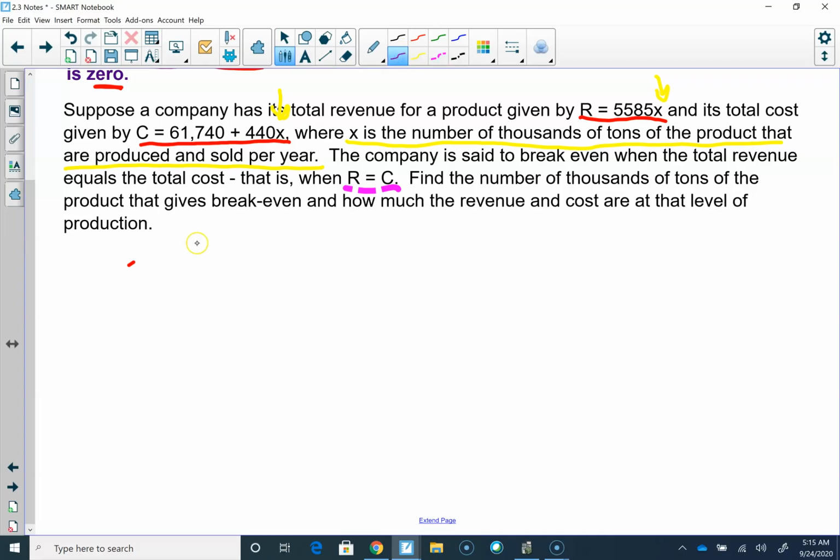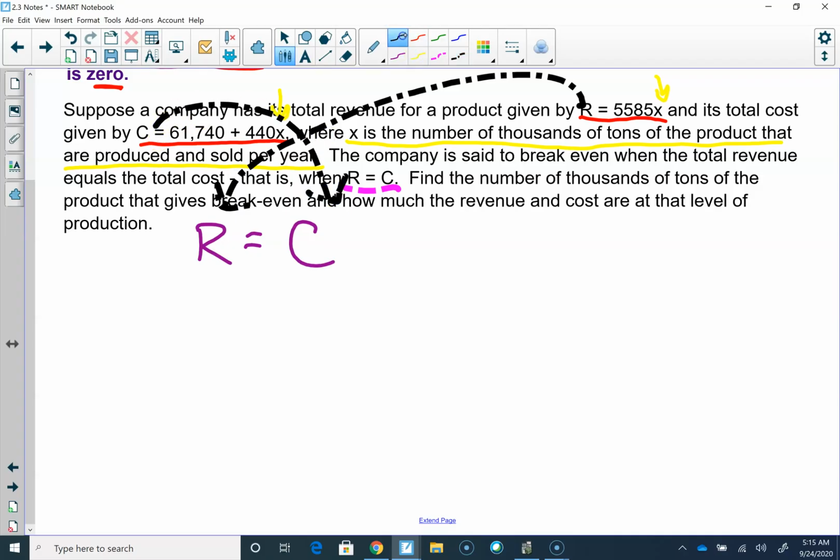So we want to know where the revenue equals the cost. That's what we want to find out. So I'm going to take my revenue equation, I'm going to drop it in there, and my cost equation, I'm going to drop it right there. So again, this is the work I'm showing.